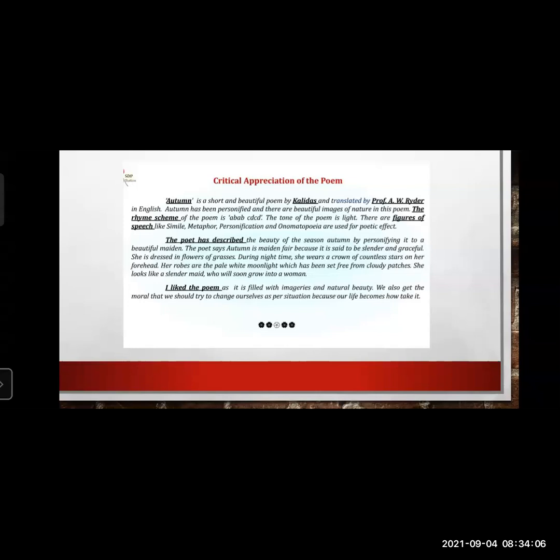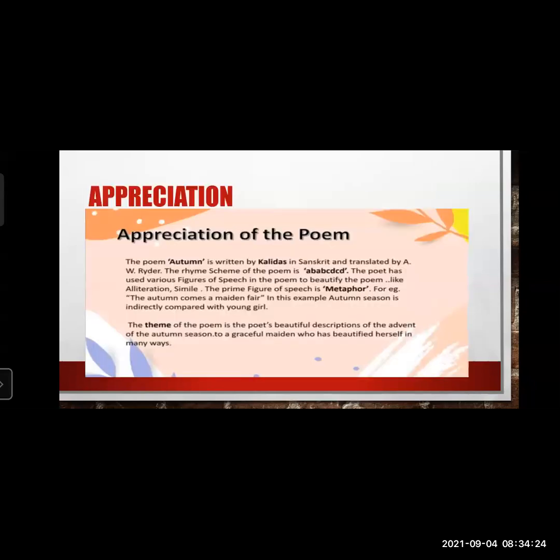Yes, I like the poem as it is filled with imagery and natural beauty. We also get the moral that we should try to change ourselves as per the situation, because our life becomes how we take it. So you can write like this, the appreciation of the poem. I have given here one more example of how to write the appreciation again.